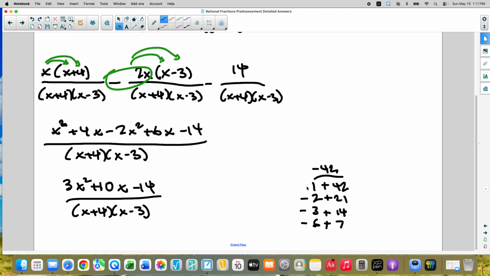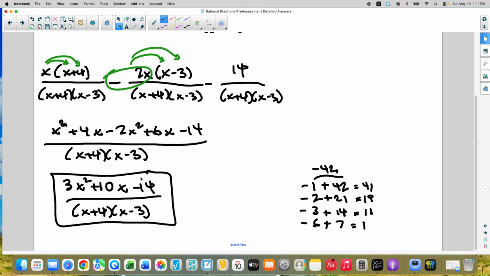So that's 41, that's 19, that's 11, close, and that's 1. So this is actually my answer. And I just want to make sure that I multiplied 3 times 14 correctly. That's 12, 42. Yep. And so that's my answer.